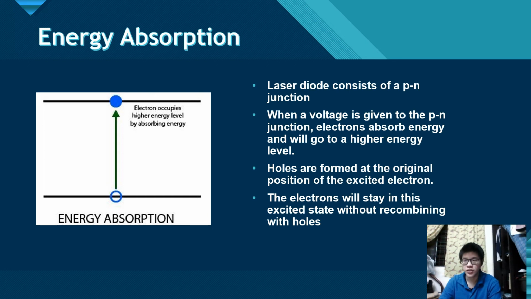When a certain voltage is applied at the p-n junction, the electrons absorb energy and they transition to a higher energy level. Holes are formed at the original position of the excited electron. Then the electron stays in this excited state without recombining with holes for a very small duration of time, termed as recombination time or upper state lifetime. The recombination time is about a nanosecond for most laser diodes. This condition we call energy absorption.